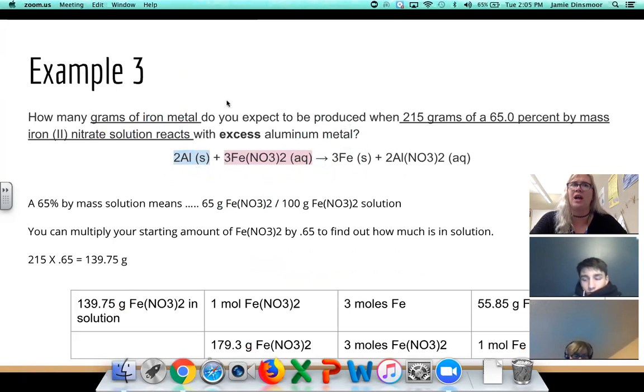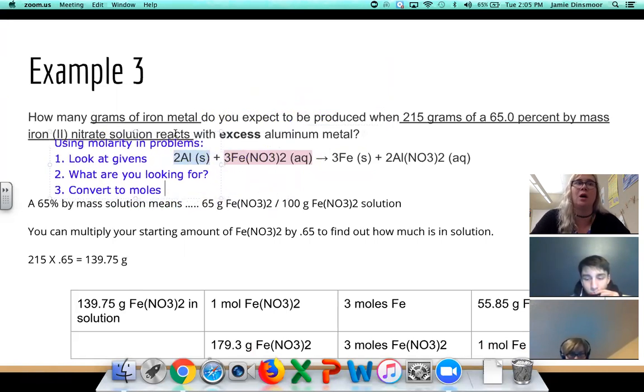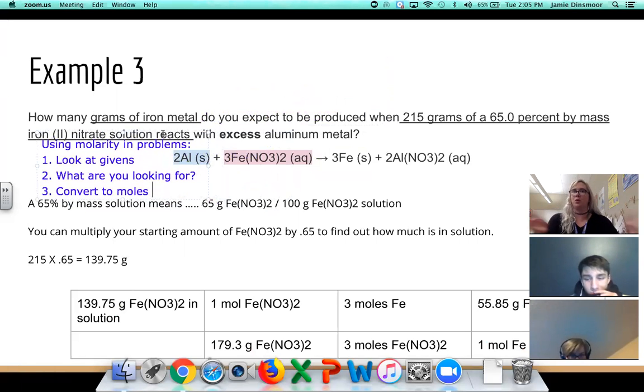Okay, so if we had to summarize what we would do in terms of this process, using molarity in problems, the first step is to identify what they give you, or look at the givens. Look at what you are looking for. Convert to moles. Doesn't matter what problem you're doing, you're probably going to have to be in moles. So just do it, go to moles. How do we do that? We use molar mass from the periodic table.